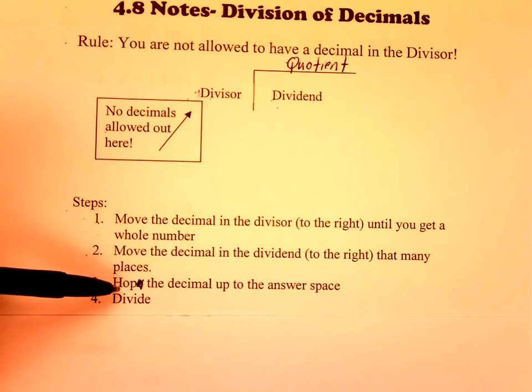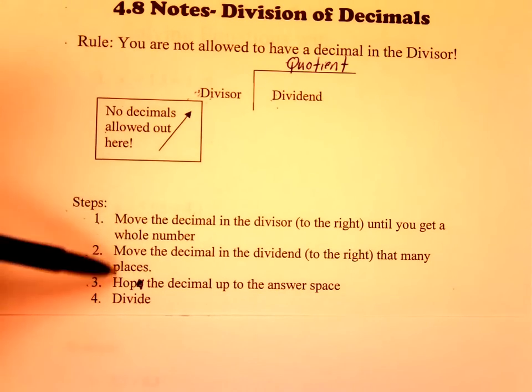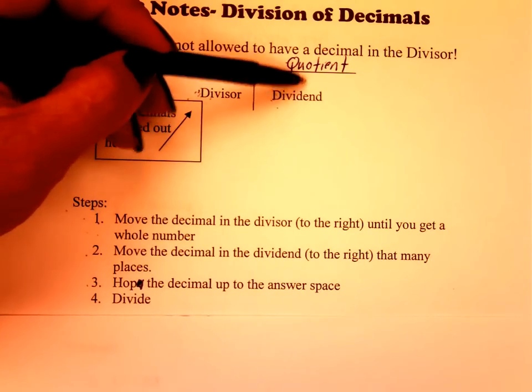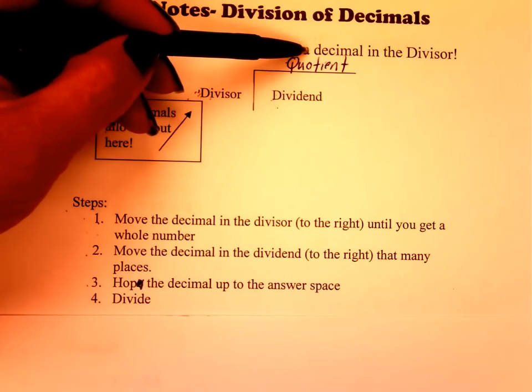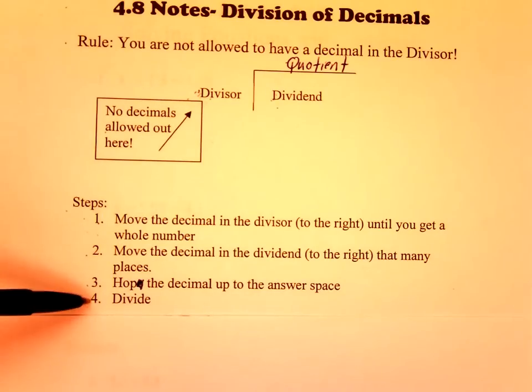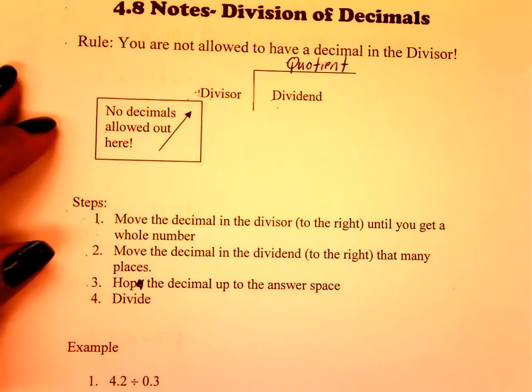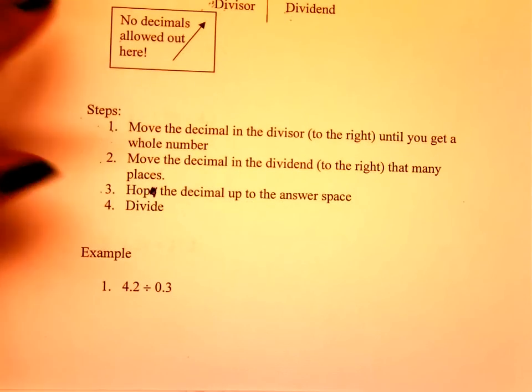Step 3 is to hop the decimal up to the answer space. So whatever the decimal is, you must move it up to your answer, under your quotient. And step 4 is to divide.